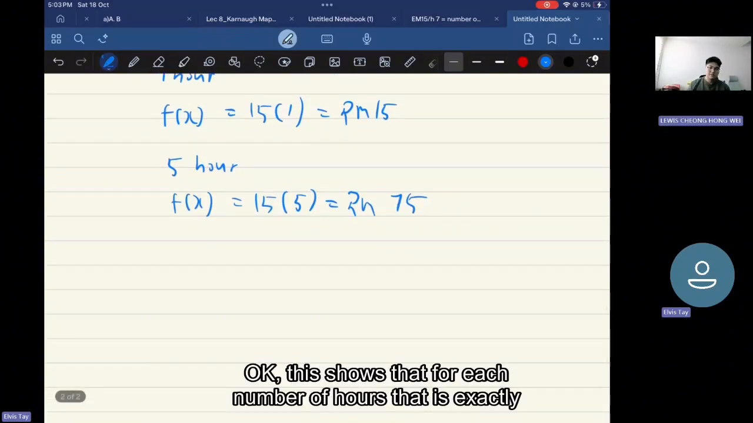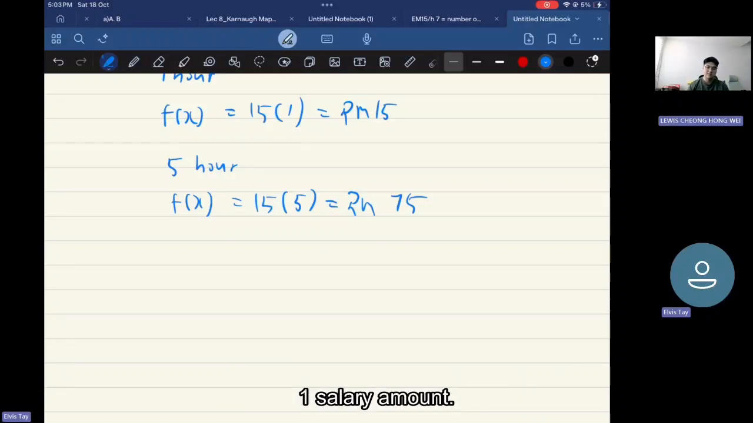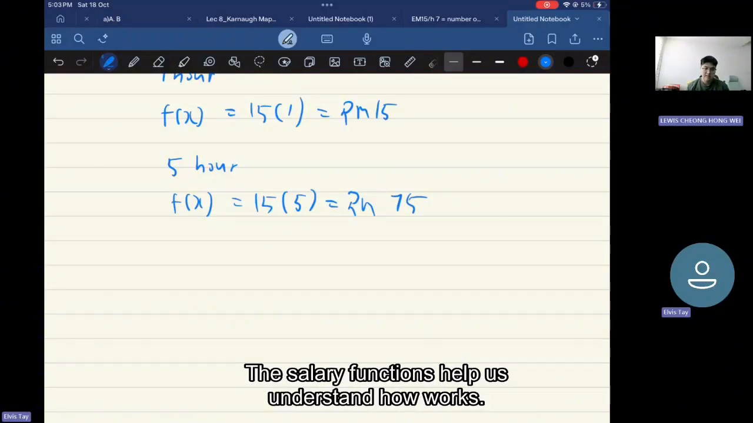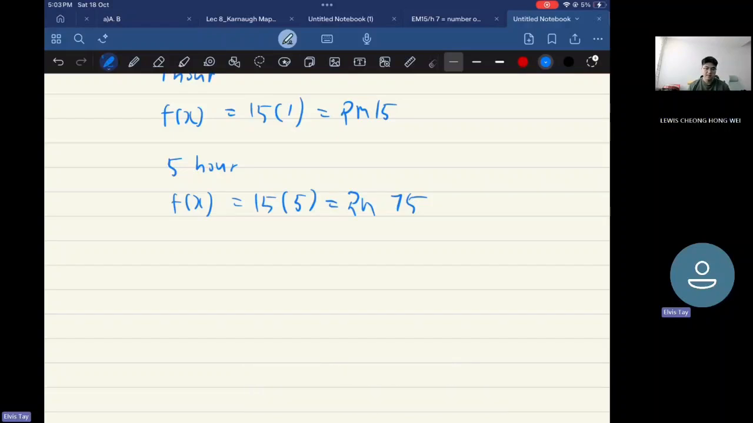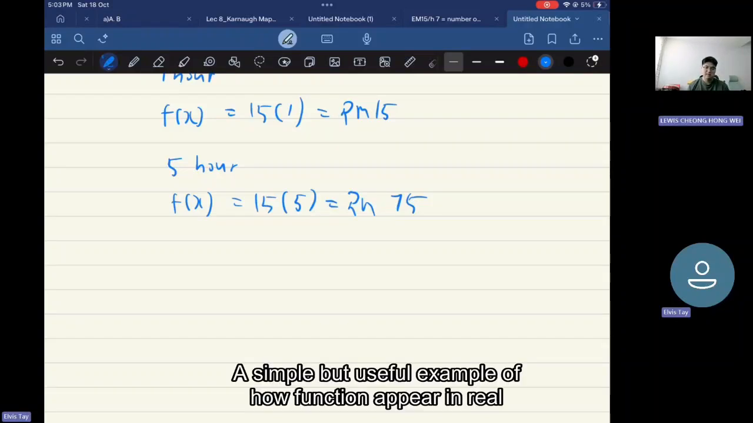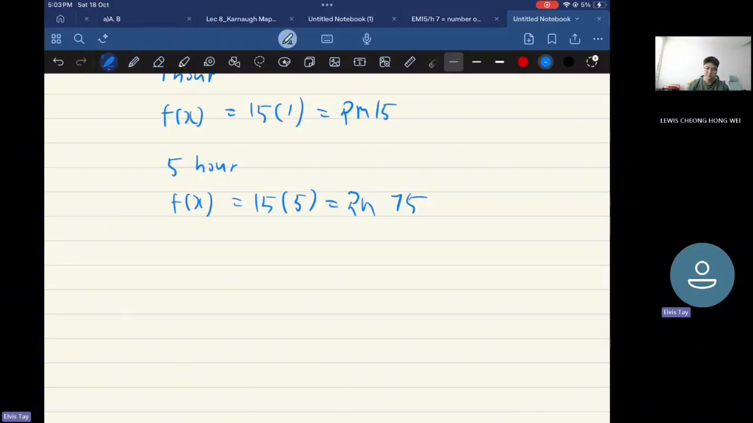This shows that for each number of hours, there is exactly one salary amount. That's what makes it a function. In conclusion, the salary function helps us understand how work hours and pay are related. A simple but useful example of how functions appear in real life. Thank you.